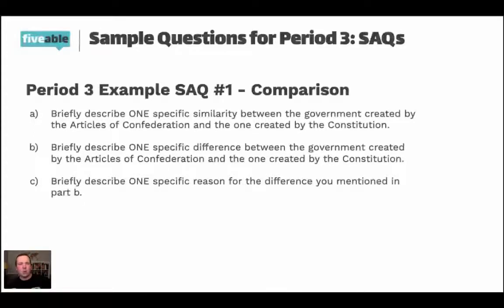Letter C, what's the reason? Let's just dwell on that one for a second. Why is the Constitution in letter C going to be having a stronger national government? What sort of events or ideas or people or processes make the Constitution need to have a stronger centralized government? We have a variety of options that we could go to.